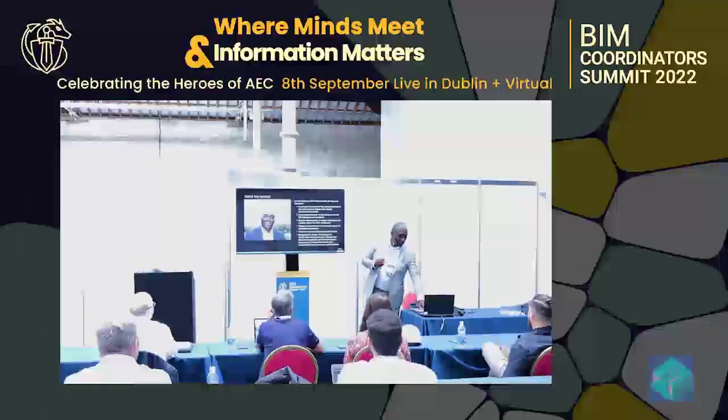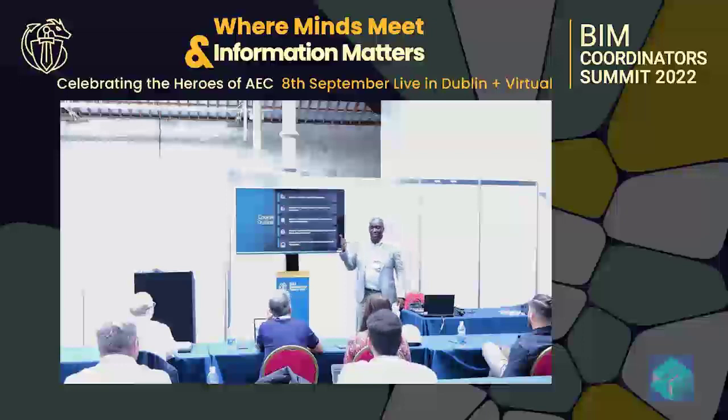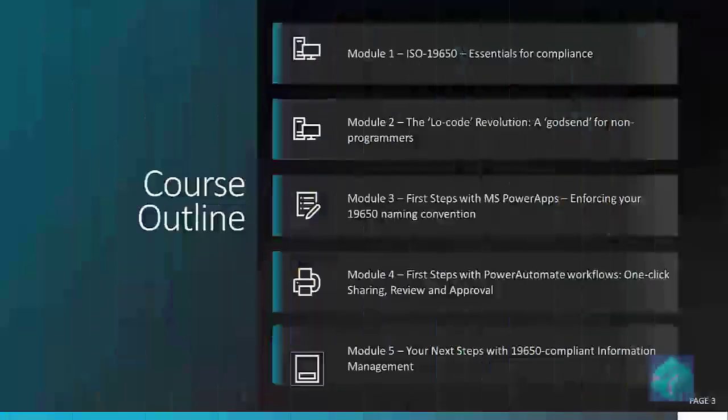And maybe the most important thing is just to give you an outline of what we're going to cover today. Essentially what we're going to cover is going to be in 5 key modules. The first bit is, what are the essentials for compliance? What do we have to do to make this thing work? What are the essentials for compliance?